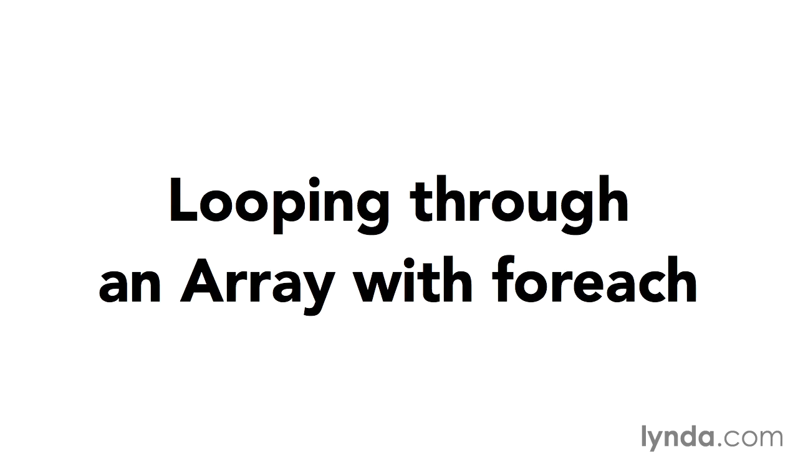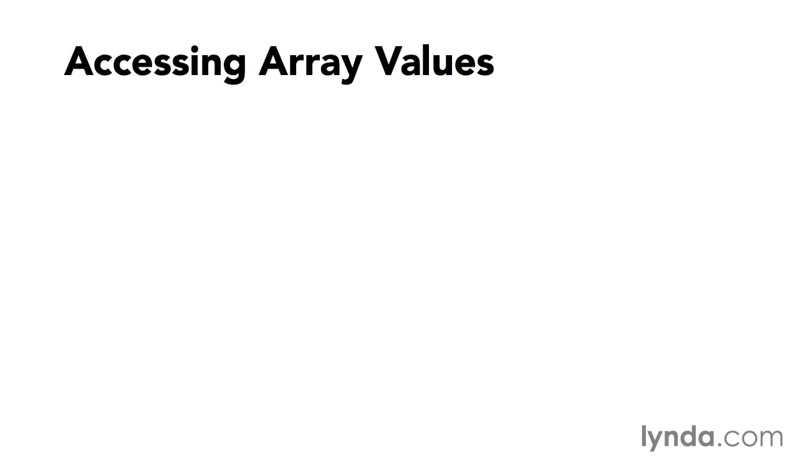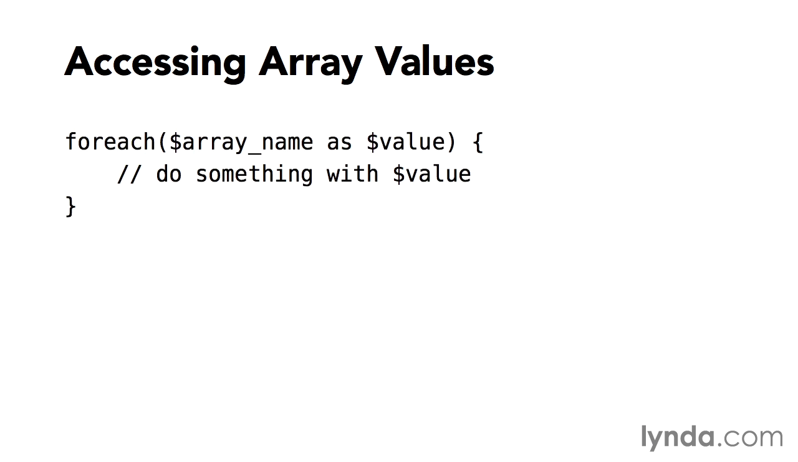The foreach loop is designed to handle arrays and certain types of PHP objects. It can be used in two different ways. The first gives you access to the value of each array element. The syntax looks like this. The first point to note is that foreach is written as one word. It's a keyword, and if you put a space between for and each, it won't work.